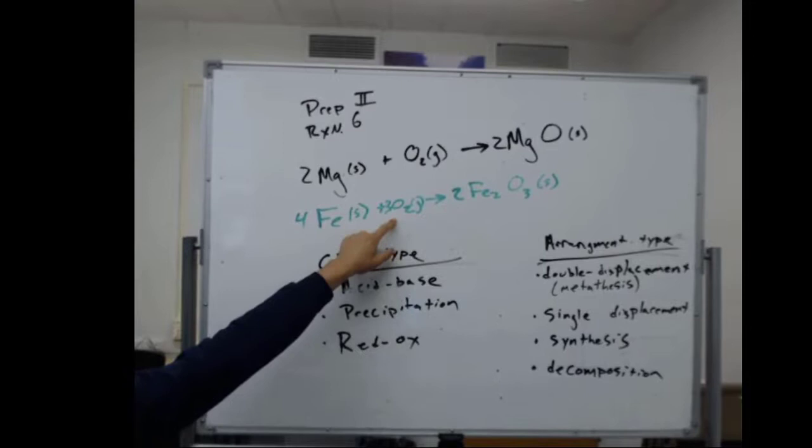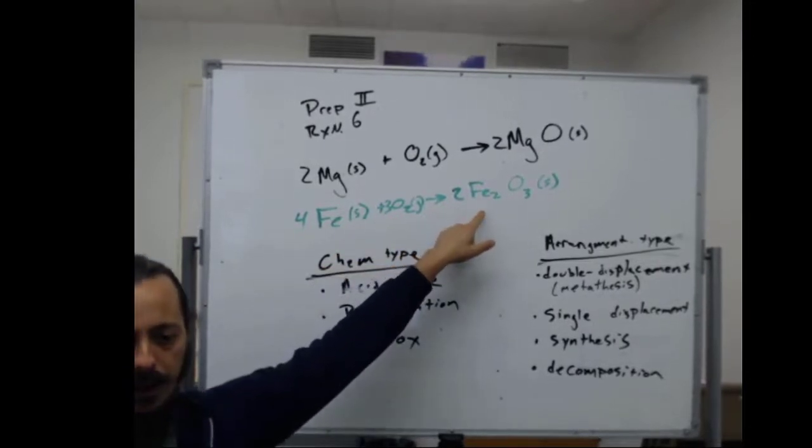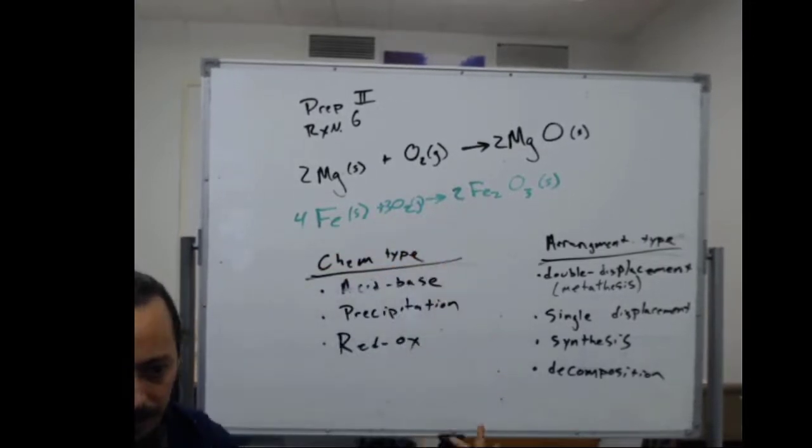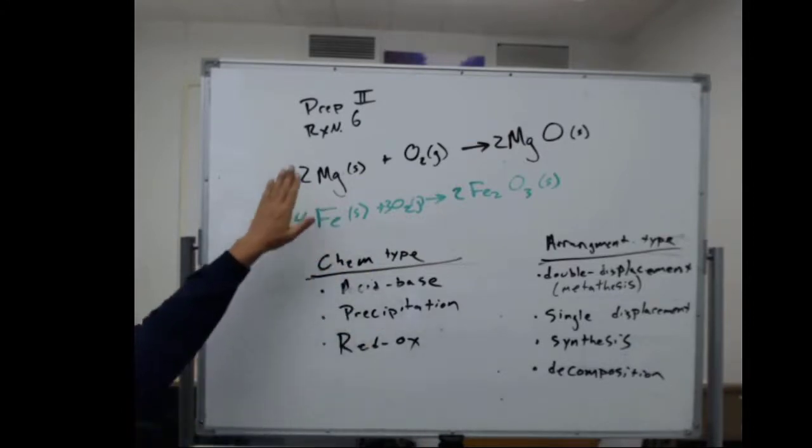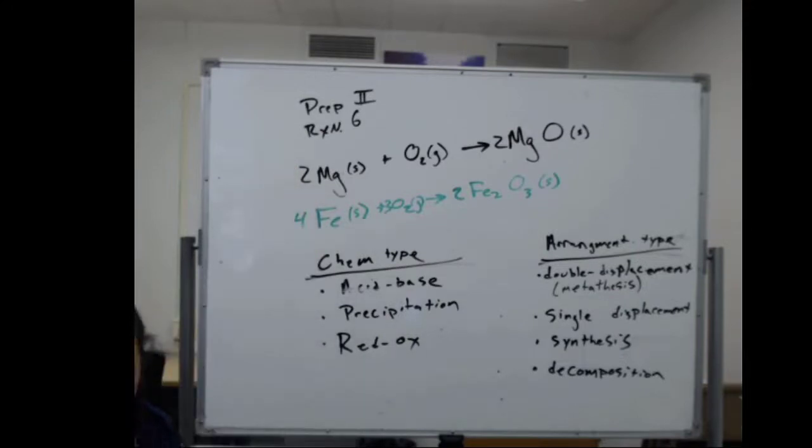Iron reacting with oxygen to form iron oxide, which we also call rust, right? Metal rusting is a redox reaction. This actually also happens to pretty much all metals that are left out in an environment that has oxygen.